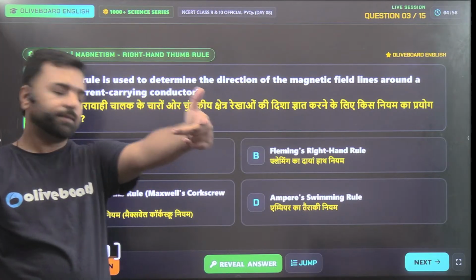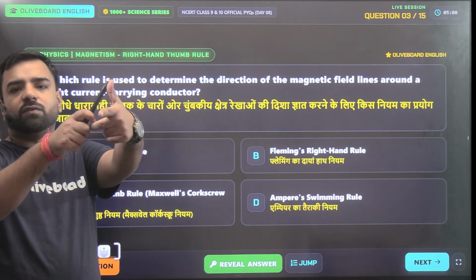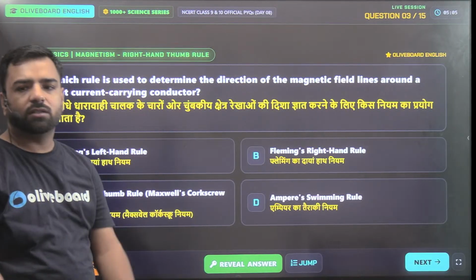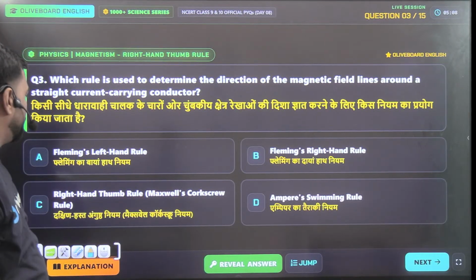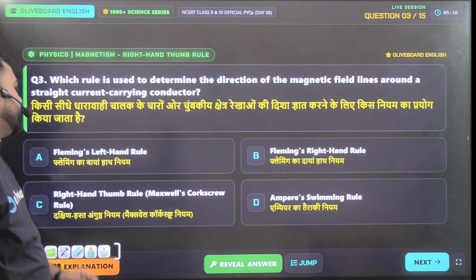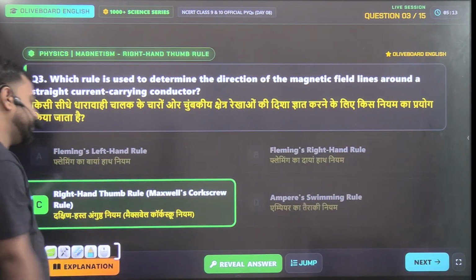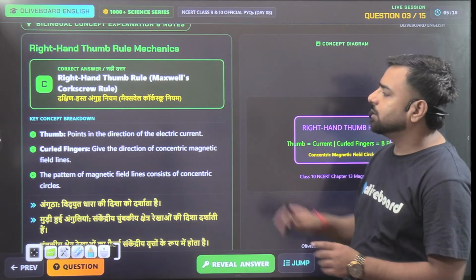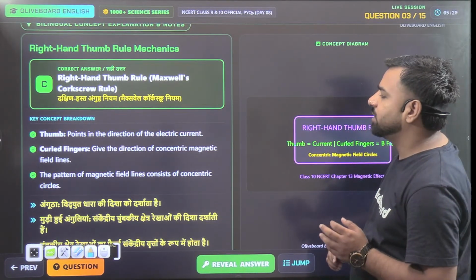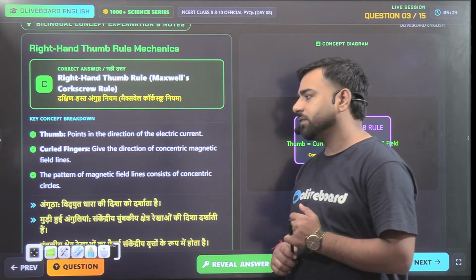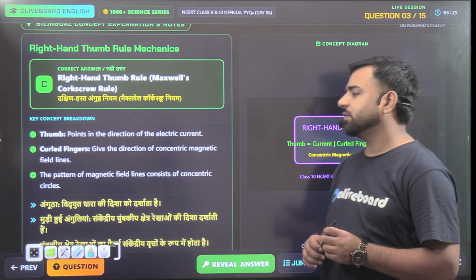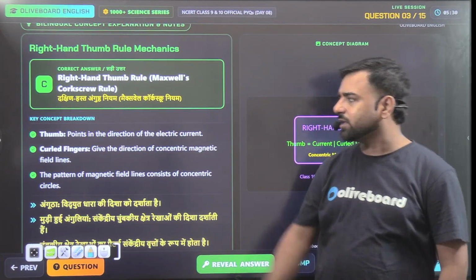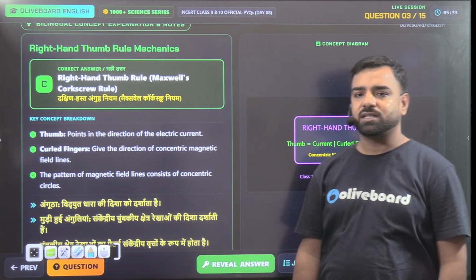No. Here the motion of the conductor, the magnetic field and the current are mutually perpendicular to each other, and here there is no such linking. So we can go with Maxwell's corkscrew rule, and that is option number C. I guess it is correct. Yes. Here the thumb points in the direction of the electric current, the curled fingers give the direction of the concentric magnetic field lines, and the pattern of the magnetic field lines consists of concentric circles. These are the most repetitive questions. If we check the PYQs, they all are questions which were asked previously.